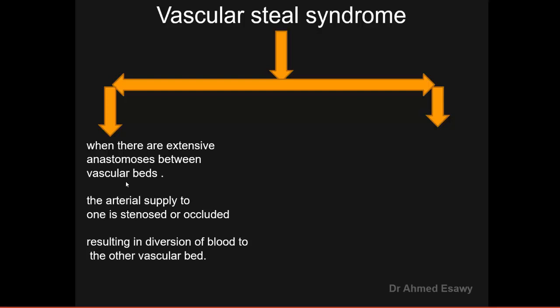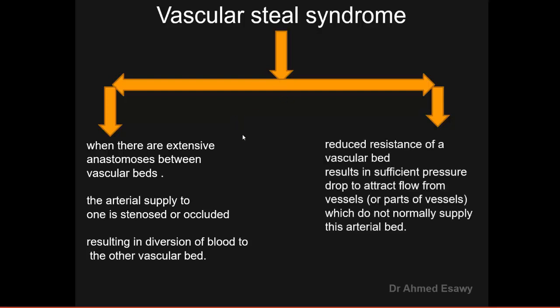Arterial supply to one vascular bed stenosed or occluded results in steal of blood from the arterial supply to the other vascular bed. Reduced resistance of a vascular bed results in sufficient pressure drop to attract flow from vessels or parts of vessels which do not normally supply the arterial bed.